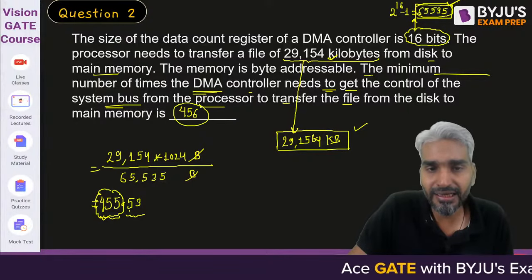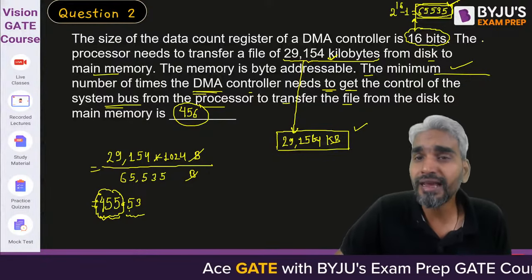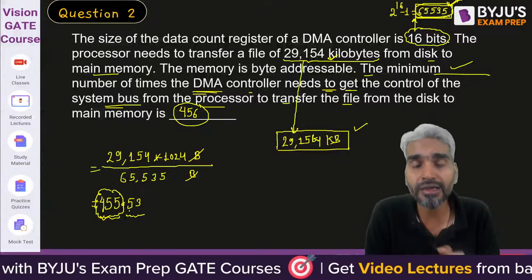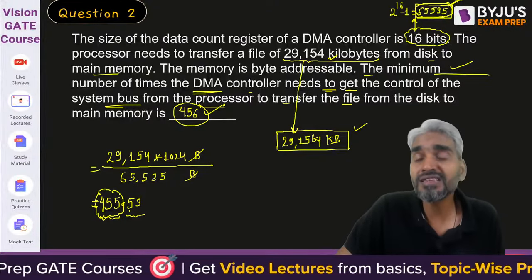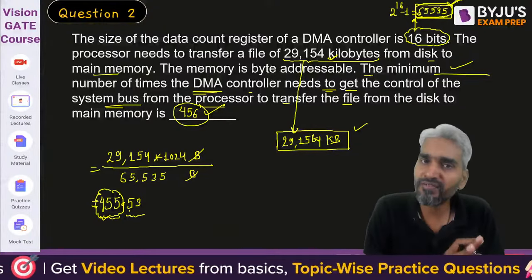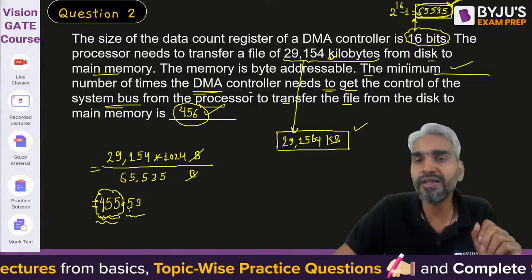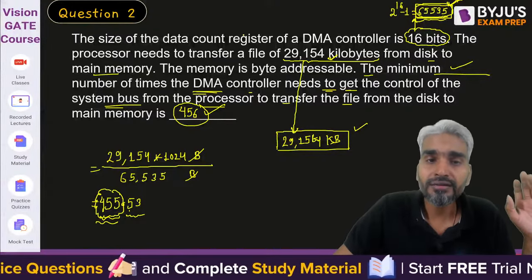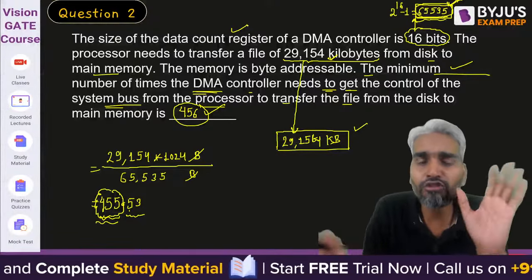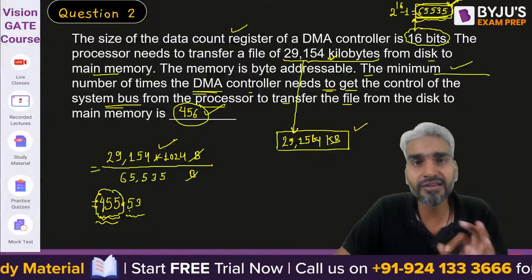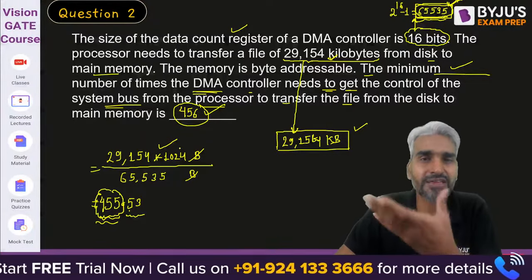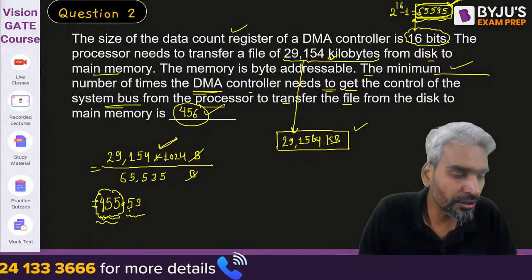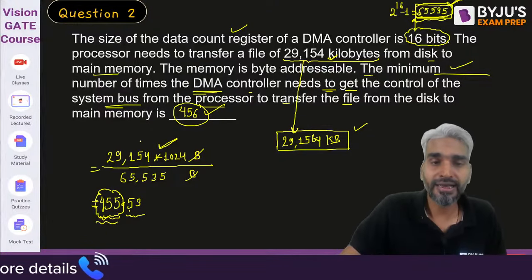Why is this answer in terms of minimum? Because it is not necessary that every time we initialize the value of count to its maximum value. Even if we initialize the count to its maximum value, we will require control of the system bus at least 456 times. In the first 455 times, the value of count will be exactly 65,535. In the last round, the count register will only be set to transfer the leftover bytes of the 29,154 kilobyte file. Let's assume 600 or 700 bytes are left in the last round; then we will initialize the count register only to that value. Clear? So the correct answer for this will be 456.